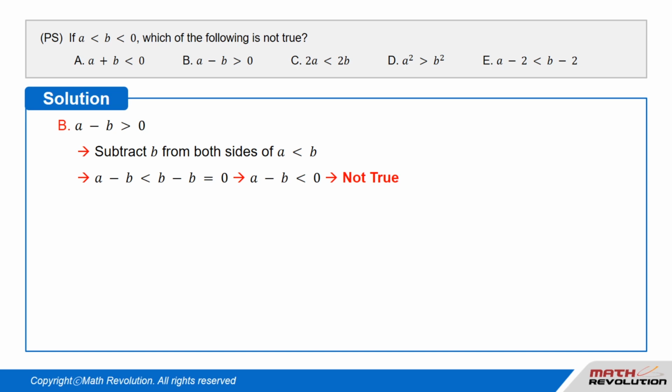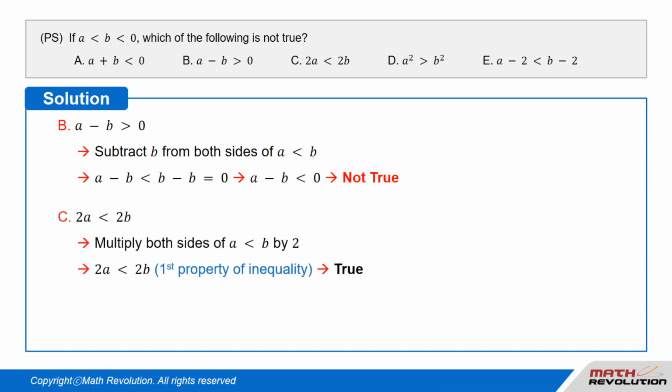Option B. A minus B is greater than 0. If we subtract B from both sides of A is smaller than B, we will get A minus B is smaller than B minus B, which equals 0, or A minus B is smaller than 0. Thus, this option is not true.